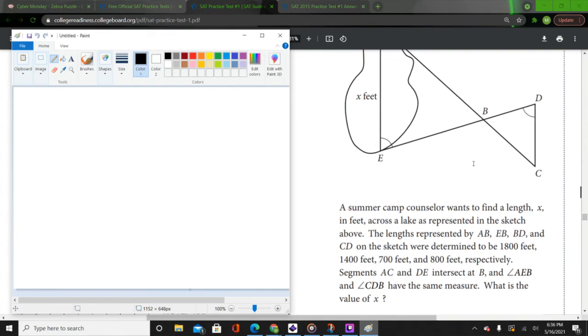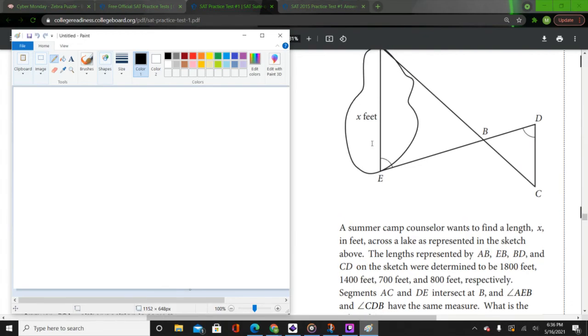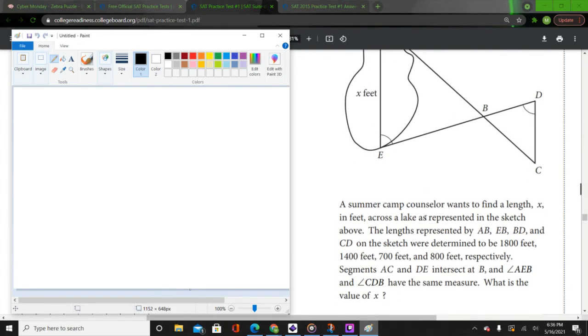A summer camp counselor wants to find a length x in feet across the lake, as represented in the sketch. So we're trying to find x across the lake. Lengths represented by AB, EB, BD, and CD on the sketch are determined to be 1800, 1400, 700, and 800 feet respectively. Segments AC and DE intersect at B, and angles AEB and CDB have the same measure. What is the value of x?